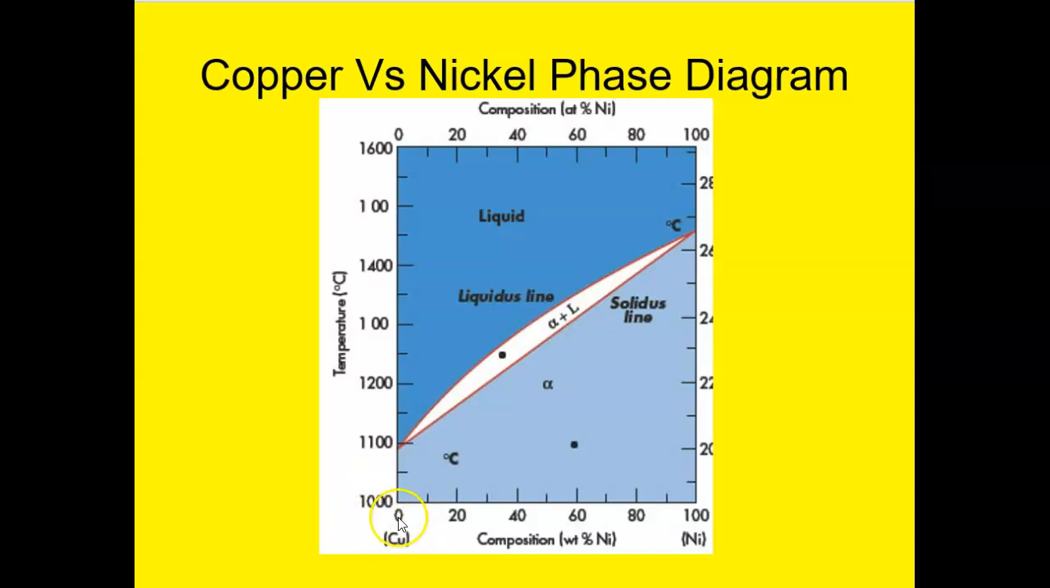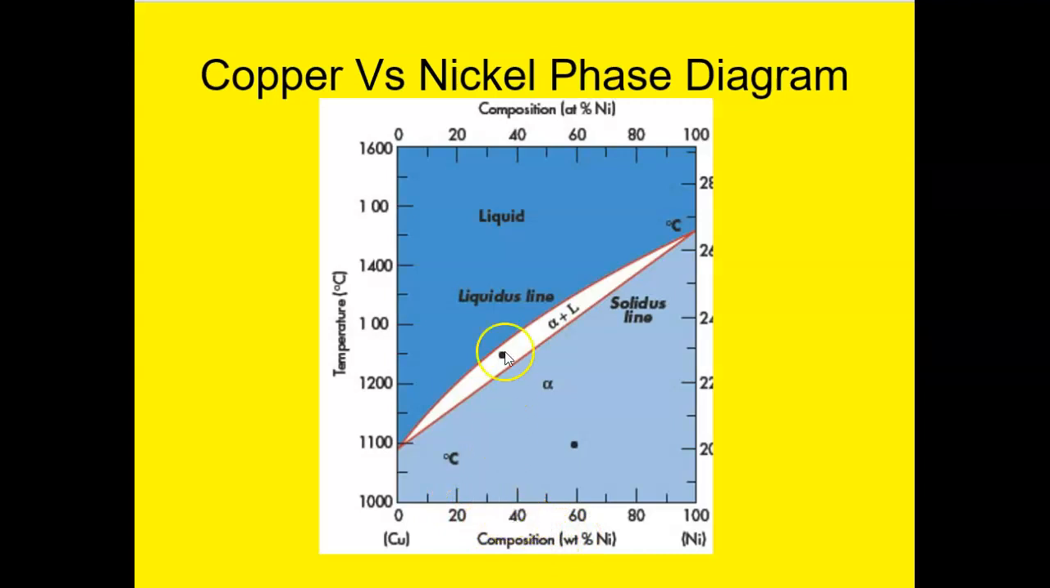On this side, you've got 100% pure copper, and on this side, you've got 100% pure nickel. As you move toward this side, the composition of the nickel increases. As you move this side, the composition of the nickel decreases. As you move this side, the composition of the copper decreases. So copper here is 100%. Here the nickel is 20%, and this is by weight.